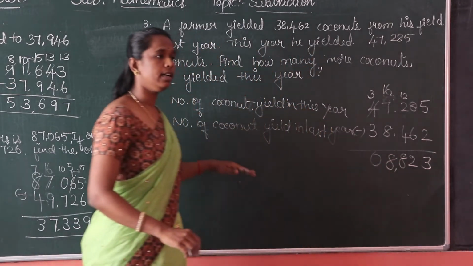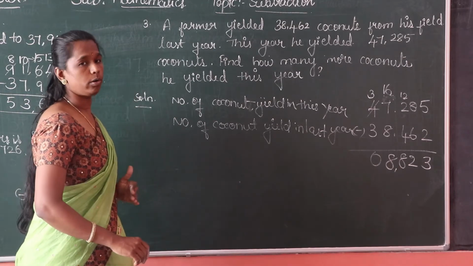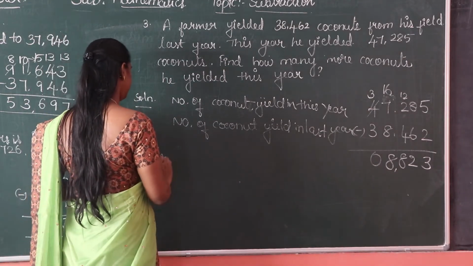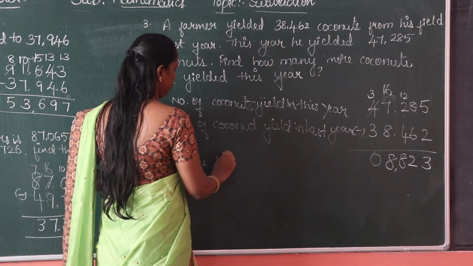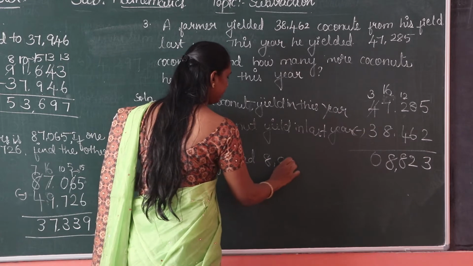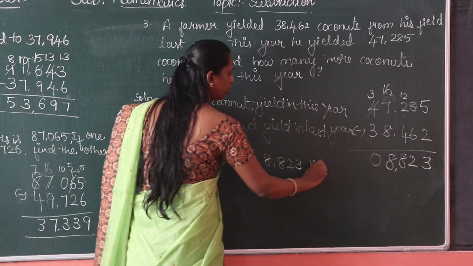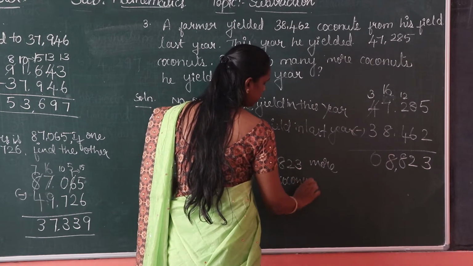So in this year, he yielded 8,823 more coconuts. Okay children, the answer is he yielded 8,823 more coconuts.